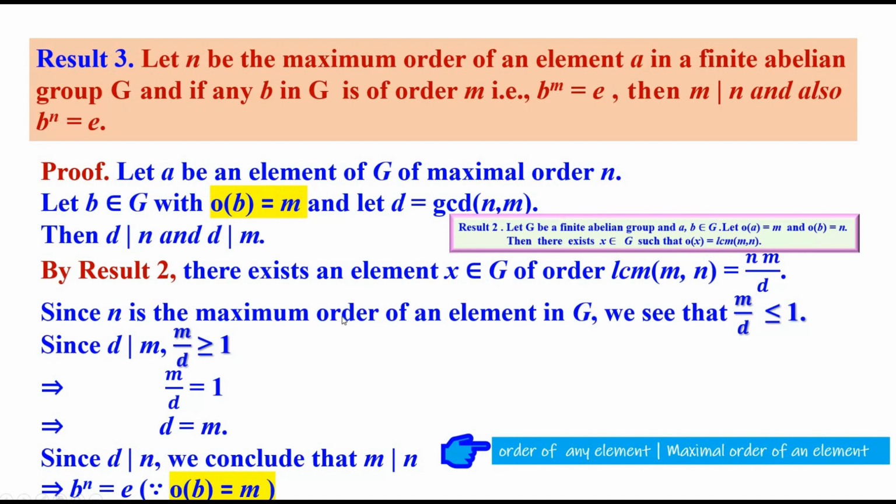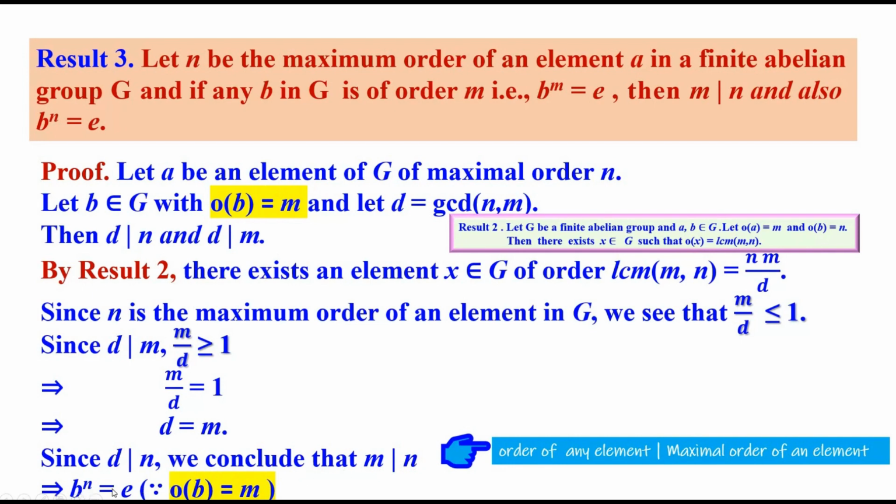Now since n is the maximum order of an element in G, we have n to be the maximum order of an element. So what we can say about this nm by d? It can either take the value n or it should be less than n. So now since d divides m, m by d should be greater than or equal to 1. So here m by d less than or equal to 1 and here m by d greater than or equal to 1. So clubbing these two, we get m by d to be equal to 1. So that in turn gives d to be equal to m. And as d divides n, replacing d by m, we have m dividing n.